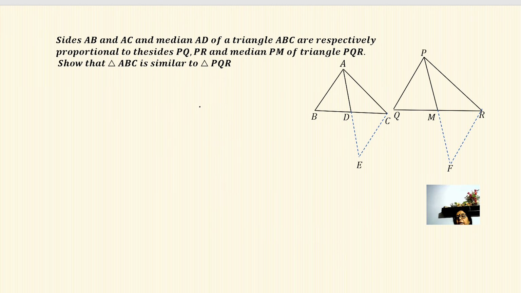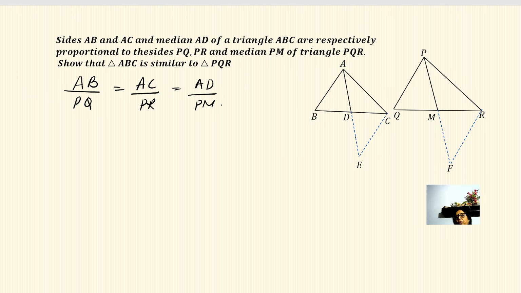So next question is again based on the median, but this question is slightly different from the previous one. How is it different? Here we are given sides AB and AC and the median AD. Instead of the side BC, we are given the side AC. So this is the ratio that is given: AB by PQ is equal to AC by PR is equal to AD by PM. This is what we are given. Now again we have to prove triangle ABC is similar to triangle PQR.